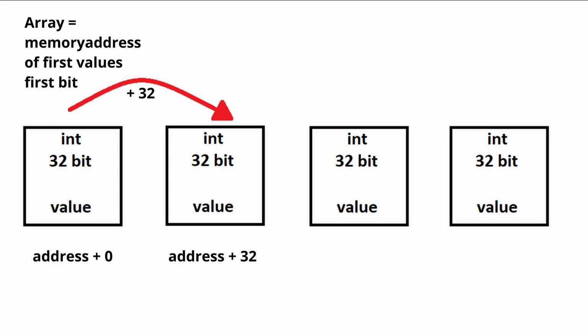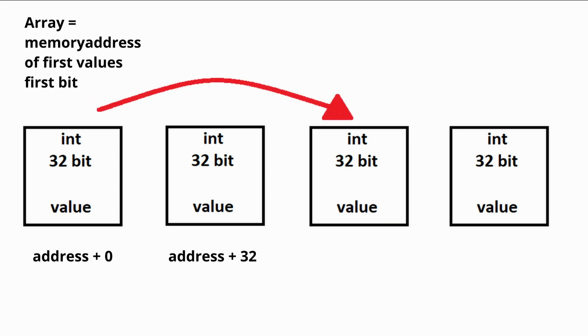So to access the third value in the array, for example, try it out yourself. You need to say the address of our array plus 0 would be the first, plus 32 would be the second. And what do you need to do for the third? Easy. 32 times 2, so plus 64. And this would be the third value of our array.